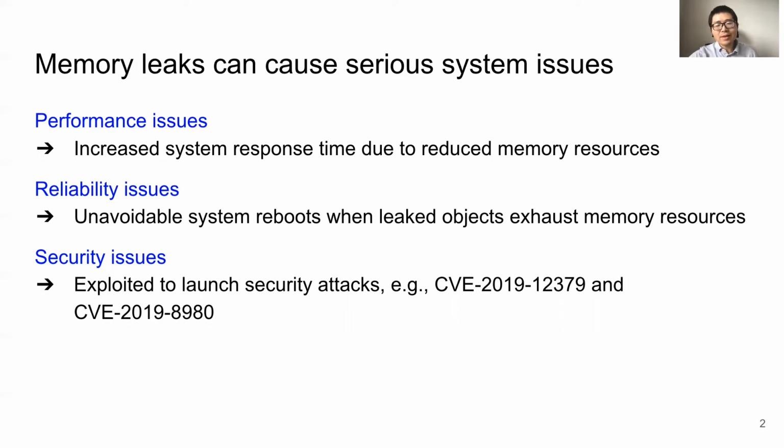For example, the leaked memory objects can reduce the memory resource available for usable applications. This can lead to significant influence on system response time and throughput. Once the memory resource is exhausted, the system has to be rebooted for better efficiency and reliability. Also, memory leaks can be leveraged to launch security attacks. This has been demonstrated by vulnerabilities listed in CVE. Therefore, it is important to detect and fix memory leak bugs in software systems.